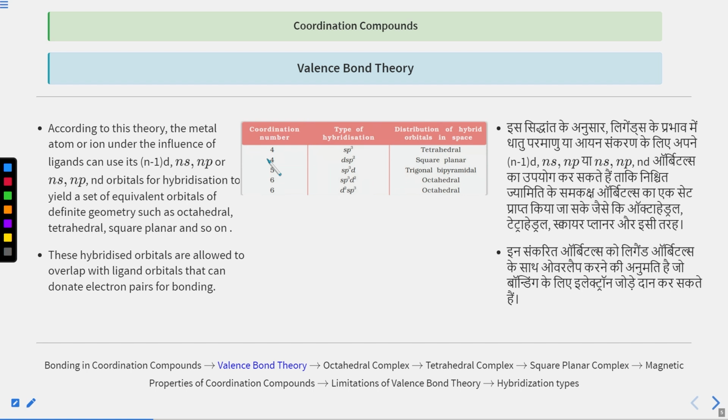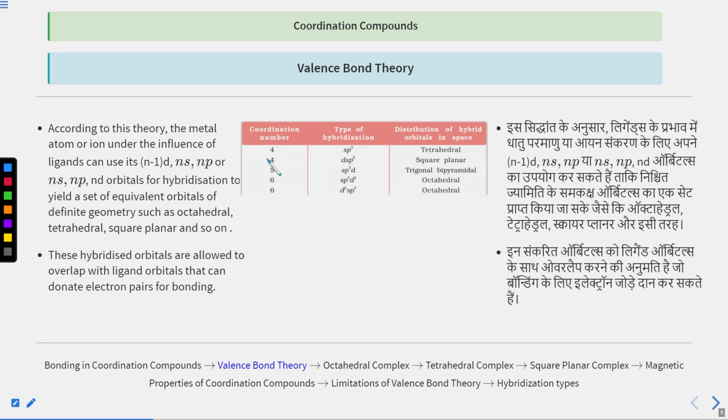Degenerate means the orbitals that have the same energy. Suppose you are talking about 1s, I'm talking about the 1s orbital. Then the 1s orbital has the lowest energy. Then we have 2s, then we have 2p, and in this way the order goes above.